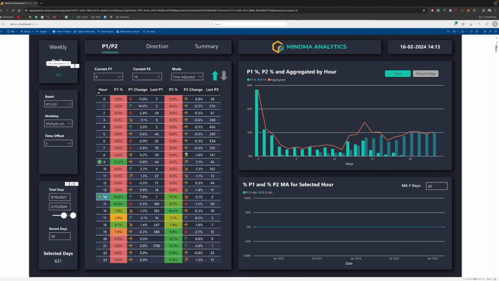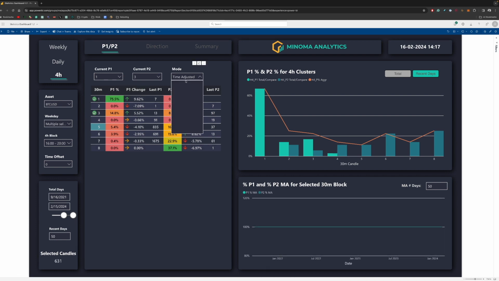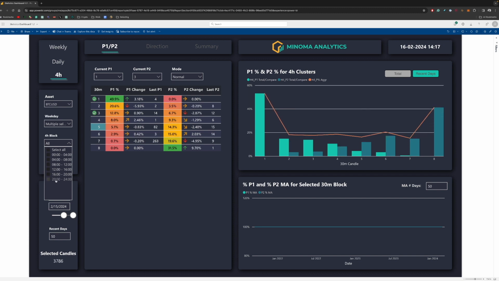We can go to the 4-hour data right here, in the dashboard, I'm sorry. So what we have right here, let me just put that to normal. What we see here is that we have exactly the same view as what we have with the daily and weekly time frame. In this case, what we're looking at is which 30-minute block we're in. Now, the only difference here is that we have the filter option 4-hour blocks, and we can select the 4-hour blocks that we have in a day.